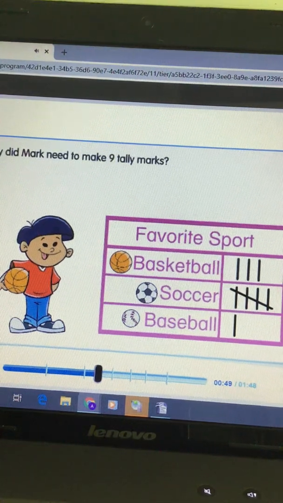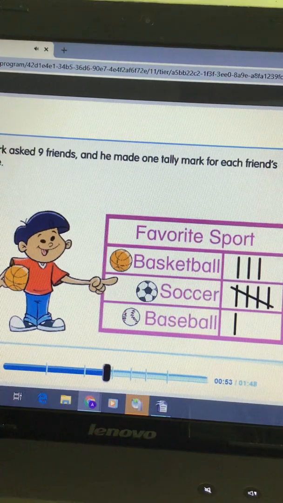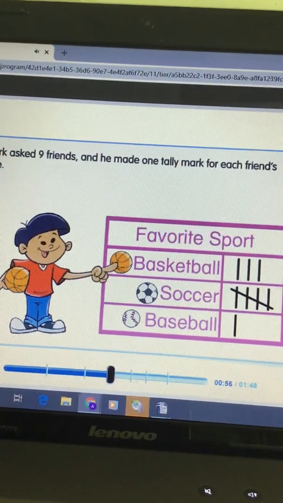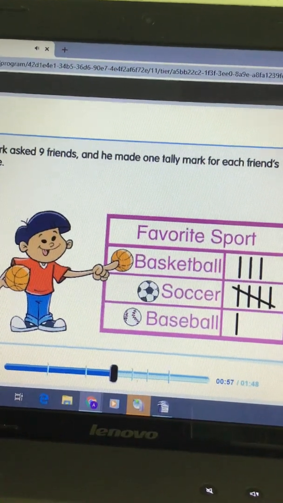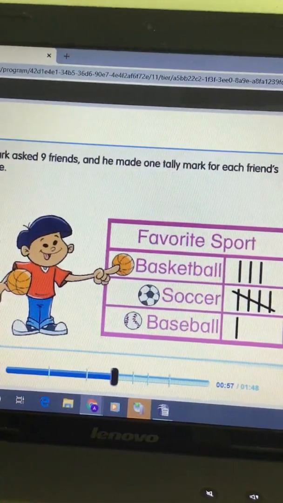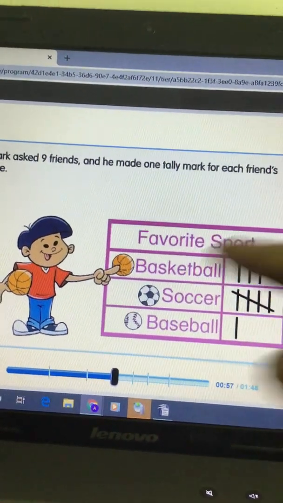Why did Mark need to make 9 tally marks? Mark asked 9 friends, and he made 1 tally mark for each friend's vote. So they didn't all vote for the same thing. You can see that each thing has different votes, but there's 9 altogether.